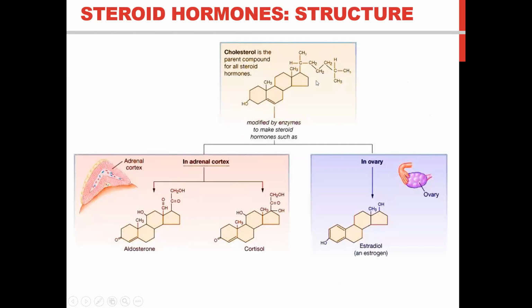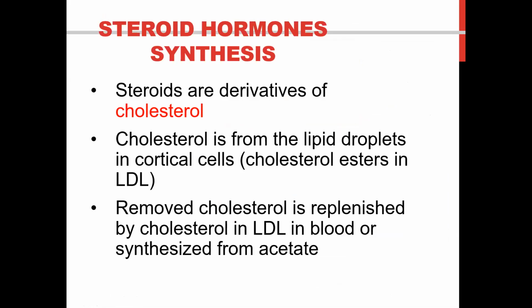So for this structure right here, this is actually a cholesterol structure, and this is the parent compound for all steroid hormones. And this structure is modified by enzymes to make steroid hormones such as your aldosterone, cortisol, and your estradiol. The steroids are derivatives of your cholesterol, and cholesterol is stored in lipid droplets in cortical cells, and the removed cholesterol is replenished by cholesterol from LDL in the blood or can be synthesized from acetate. So these are the sources of your cholesterol in the body.